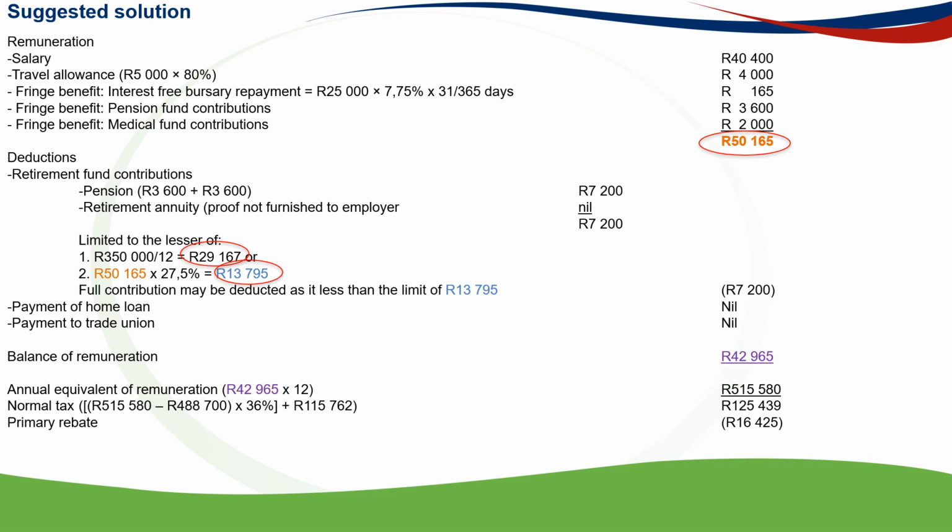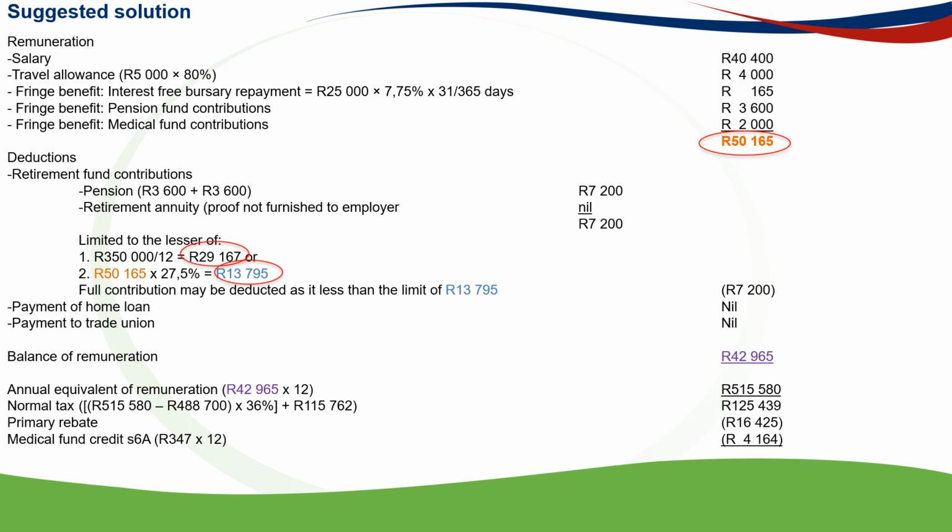Then we deduct the rebate. It's 16,425 for people younger than 65, and the medical fund credit, the section 6 capital A, it's 347 Rand a month for 12 months. It's 4,164 Rand. So here we work with 12 months now because the tax was calculated on an annual equivalent, which is for a full year. So that's why we multiply the medical tax credit by 12, also to annualize it.